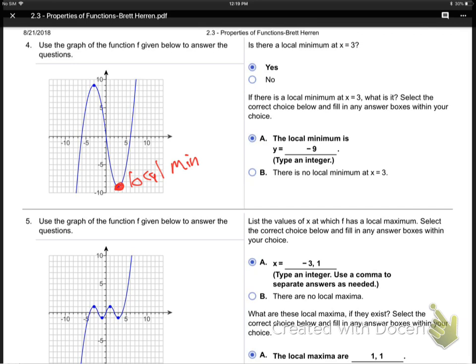Minimum is lowest, right? But there are other lower points, aren't there? See this graph here? It goes down, down, down. There are other points that are lower. This point is a minimum in its locality, just in its little neighborhood. It's the lowest in its little neighborhood, but it's not the lowest overall. So we don't say it's a minimum, period, because it's not.